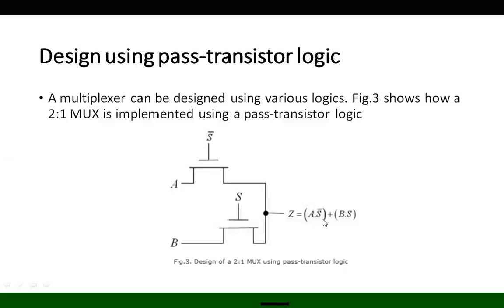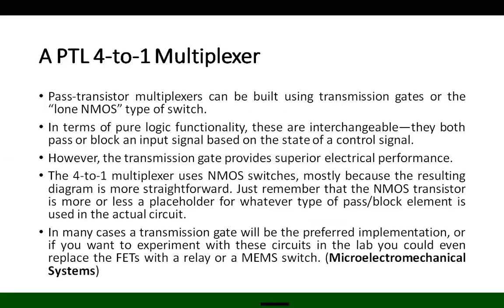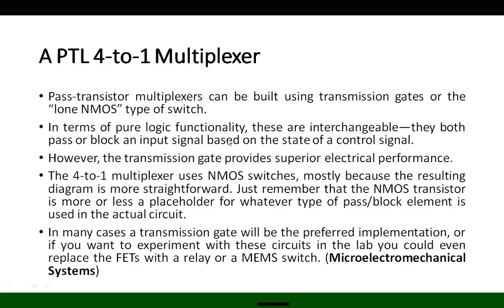So A into S bar plus B into S, right? So this was what we had discussed yesterday. So today we will look into the 4:1 MUX. Just like how we saw 2:1, instead of 2, we will be having 4 inputs to the multiplexer. So we will look into them.